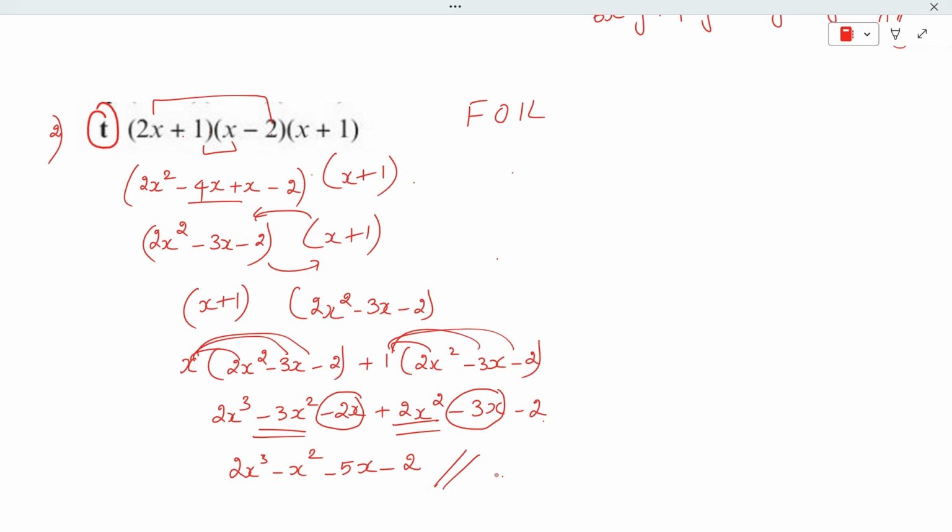So we have learned to find the product of algebraic expressions. Let's meet in our next video to factorize algebraic expressions.